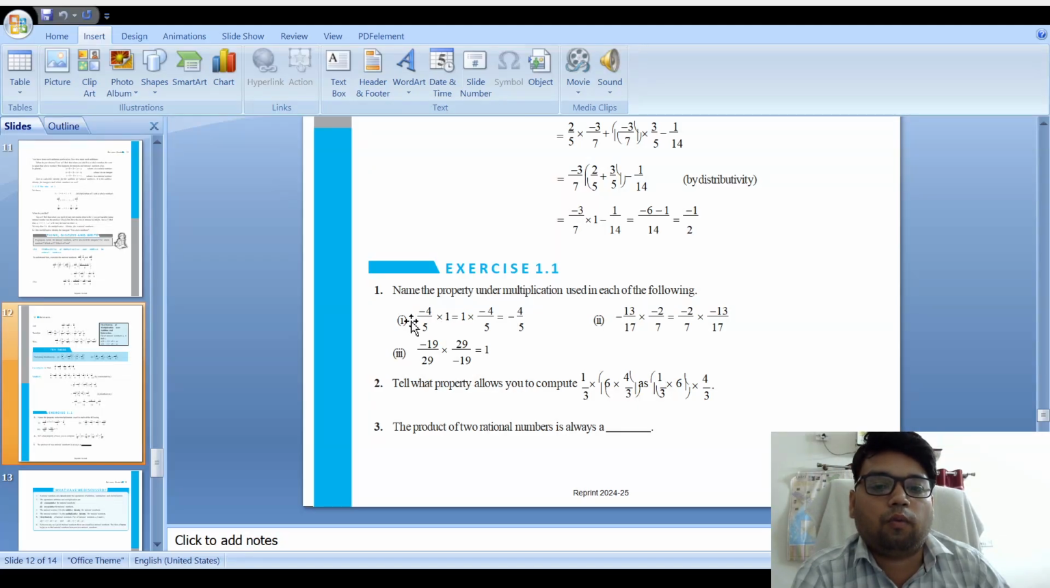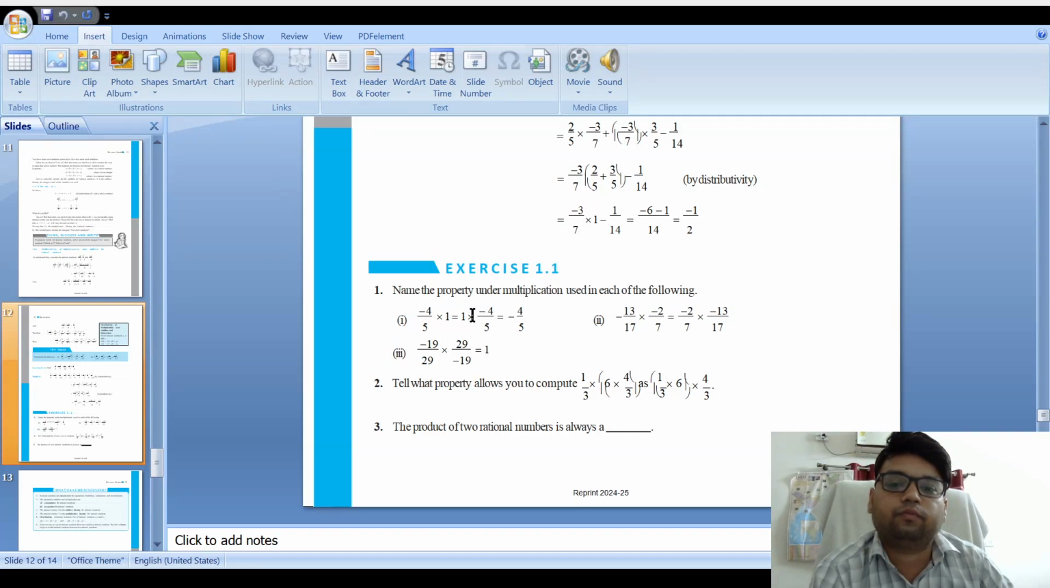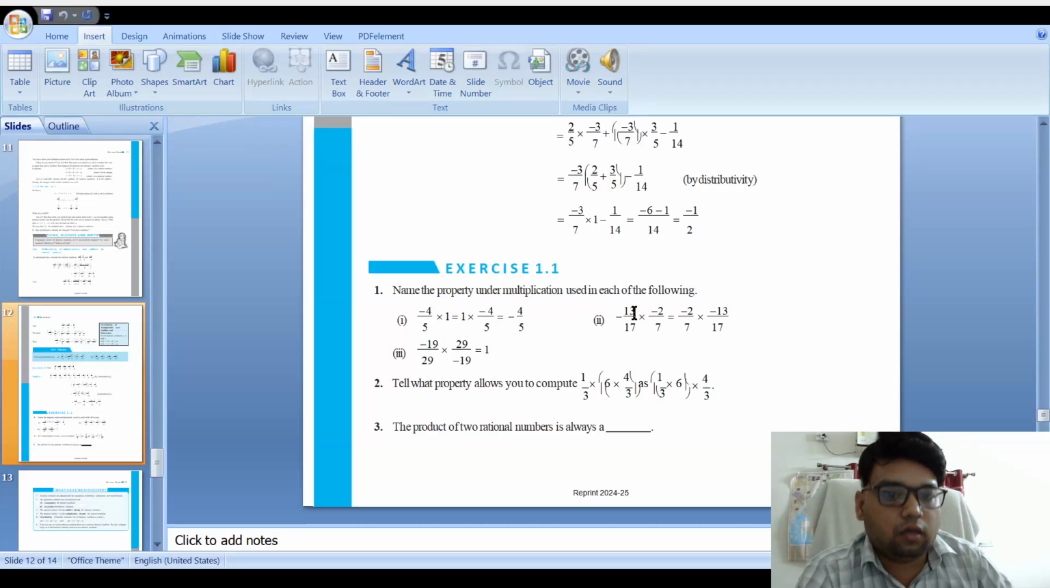So which property are we using here? Two properties are used. Firstly, the property of 1 is used. Secondly, the commutative property is also used: AB is equal to BA. Understand, guys? Now the second question: here also AB is equal to BA, so the commutative property is used. In the third question, the property of 1 and the associative property are both used.